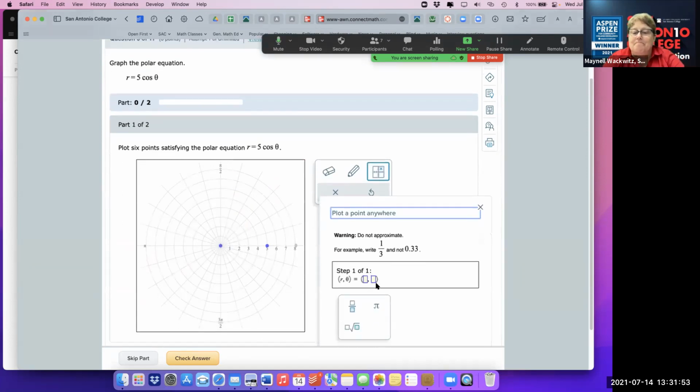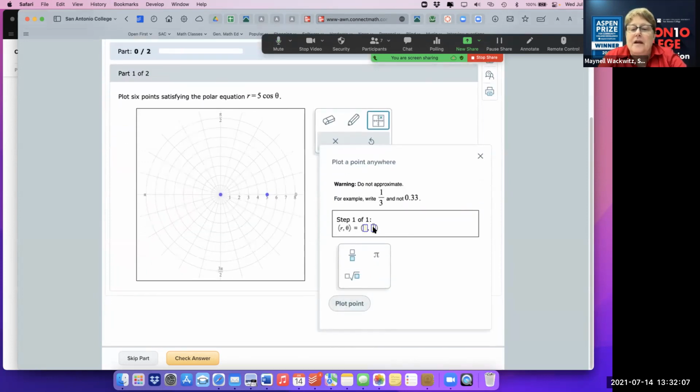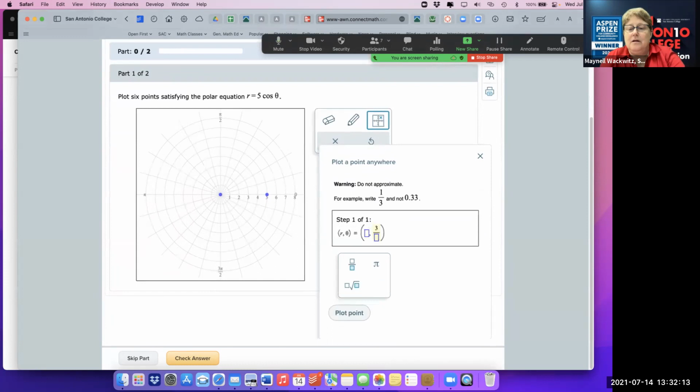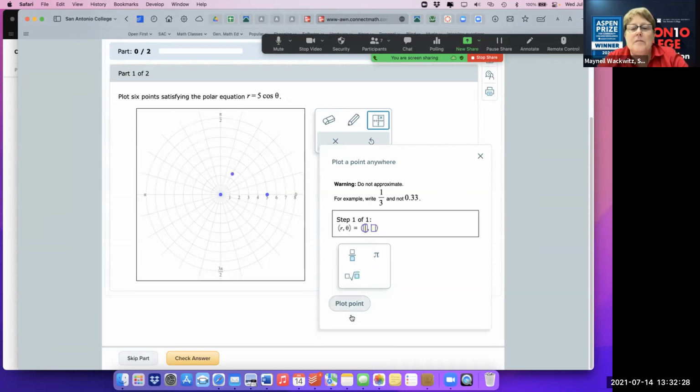Okay, here we go. So we're going to use the little grapher. At theta equals 0, r is 5. At theta equals pi over 3, oh, I forget, it's Connect Math. Pi over 3, we get r equals 5/2. At theta equals pi over 2, we get 0.